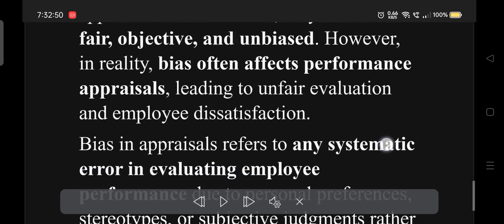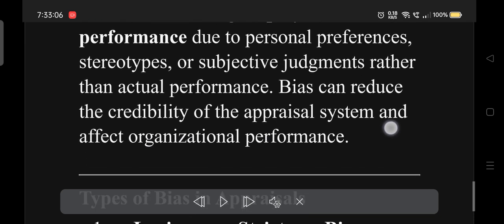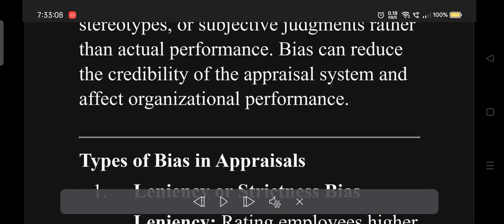Bias in appraisals refers to any systematic error in evaluating employee performance due to personal preferences, stereotypes, or subjective judgments rather than actual performance. Bias can reduce the credibility of the appraisal system and affect organizational performance.